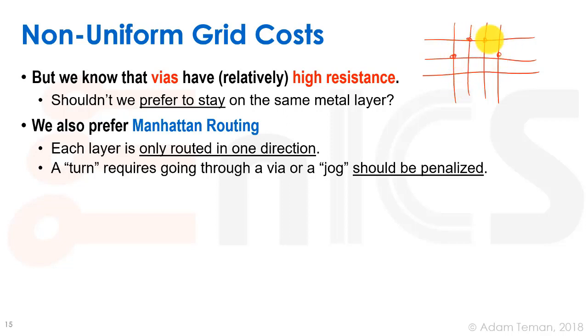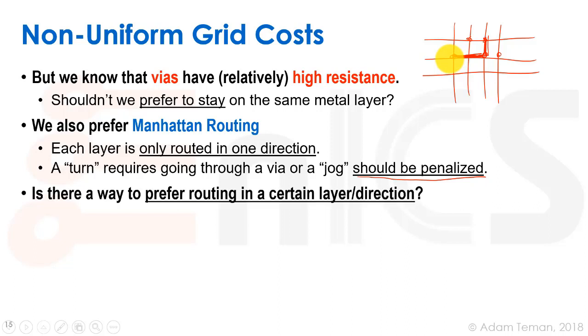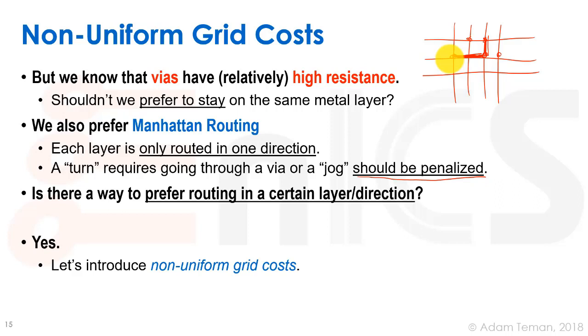But if we want to get from this place to this place, what we'll do is we'll use this layer going to the right and then go up in a via, and this layer going up. How do we make sure that the tool does that and doesn't just do that in one layer where it will block off additional horizontal layers this way? Okay, so how are we going to do that? What we're going to do is penalize any type of turn that we take, or any type of jog when we're going the wrong way on the same layer. So we're going to find a way to actually prefer to route in a certain layer and direction, and this we're going to do with what we call non-uniform grid costs.